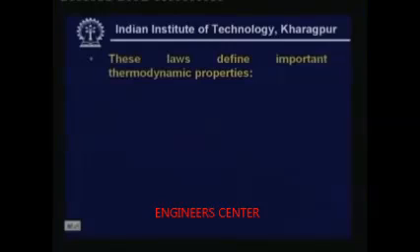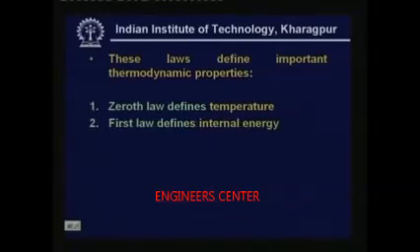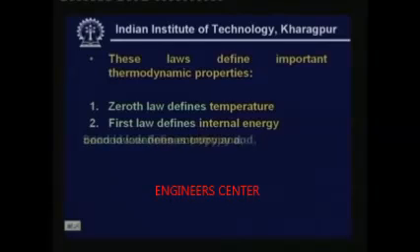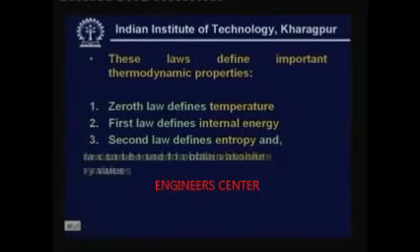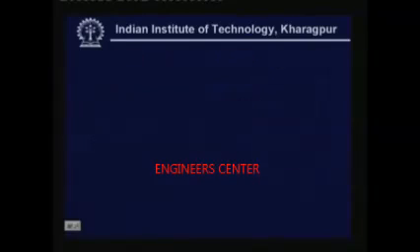Then how do we know that they are right? We assume them to be right because so far nobody has observed any violations of these laws. Since we have not observed any violations of these laws, we take them to be true. And these 4 laws define important thermodynamic properties. For example, the zeroth law defines temperature, first law defines internal energy, second law defines entropy, and third law can be used to obtain absolute entropy values. So, now let us see these 4 laws.